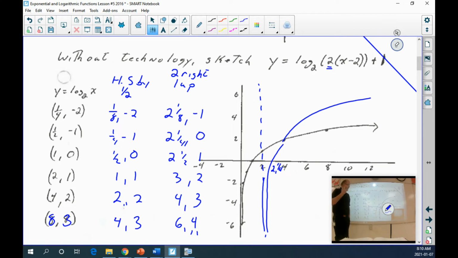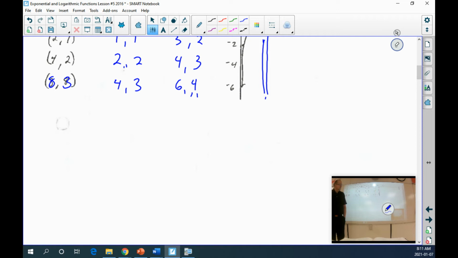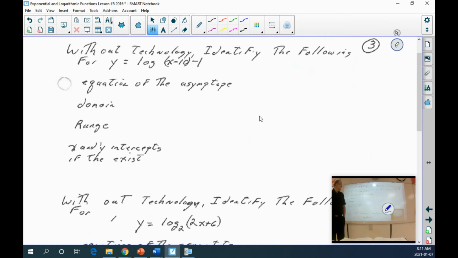So the asymptotes are affected by the moves, depending upon which one you have: vertical in an exponential function or horizontal in a logarithmic function. Without technology, identify the following: the equation, the asymptote, the domain, the range, and the x and the y intercepts if they exist. So we can do everything with this just by talking about transformations.